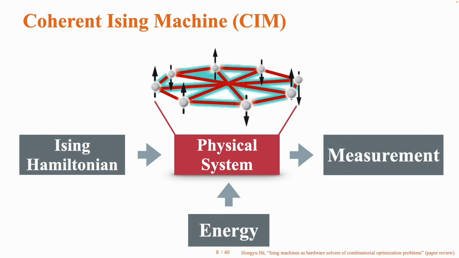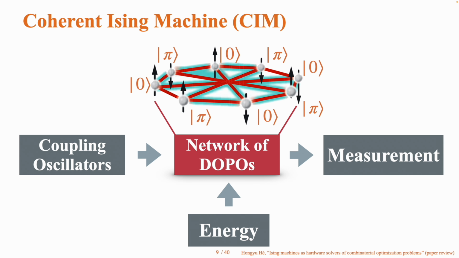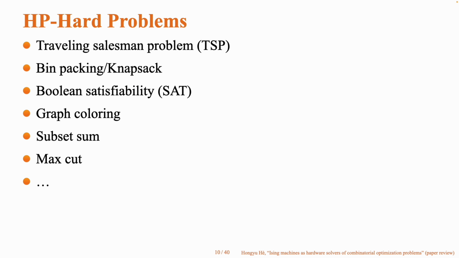So in this case, the paper focused on introducing one specific Ising machine. Such Ising machine is called the Coherent Ising Machine, or CIM. And what it does is just replace this physical system with a network of DOPOs. And we are programming the CIM by coupling the oscillators in this network. And next, I will introduce an example from the paper that maps the max cut problem onto this CIM.